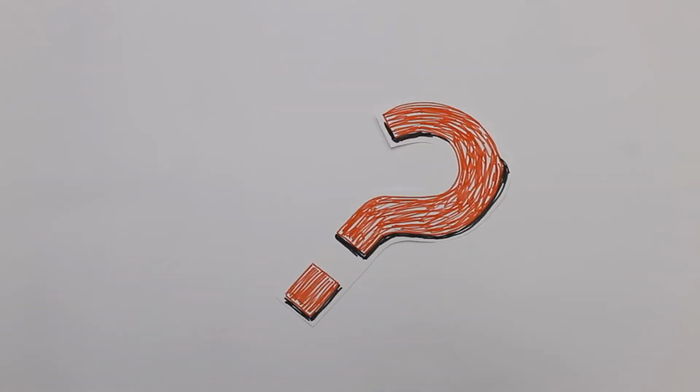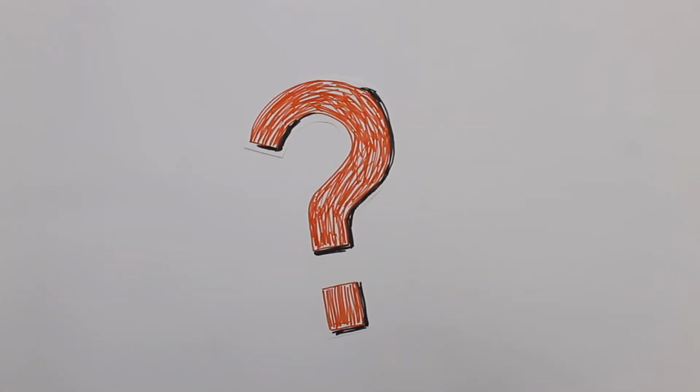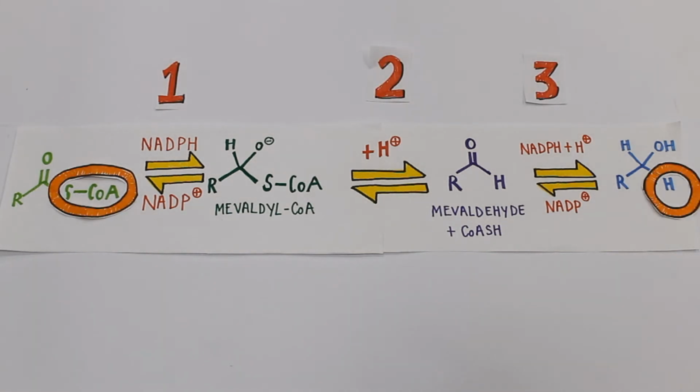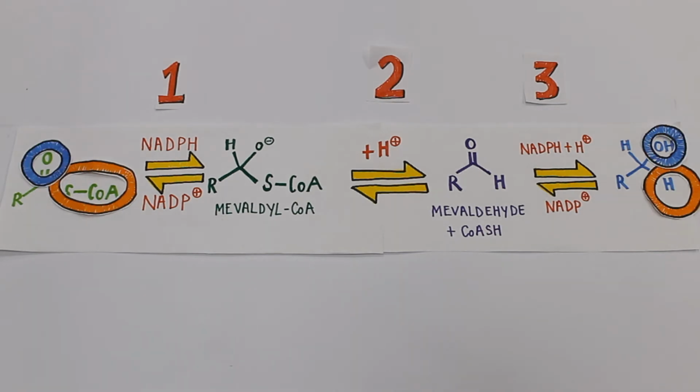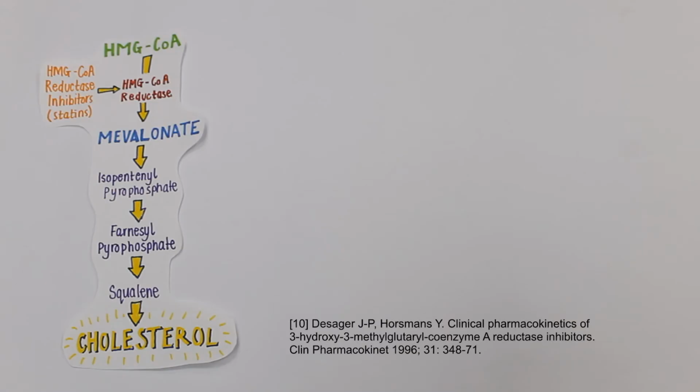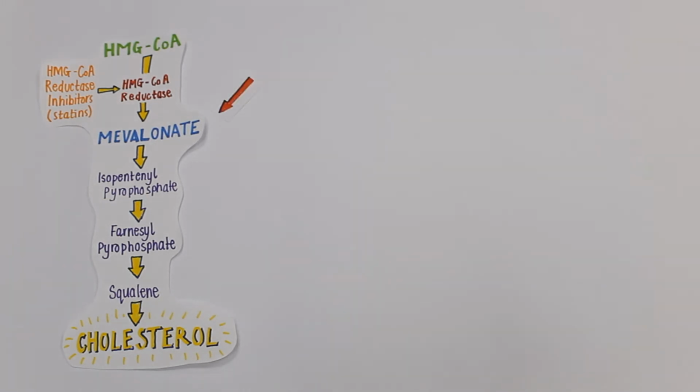Could you explain what the mechanism of this reaction is, Chris? Sure, a dual hydride transfer occurs across 3 steps. As a result, the S-CoA leaves, and the carbonyl group is reduced to a hydroxyl group by 2 NADPH molecules. So how is simvastatin related to this? Simvastatin acts as an inhibitor to this enzyme, preventing the production of mevalonate.